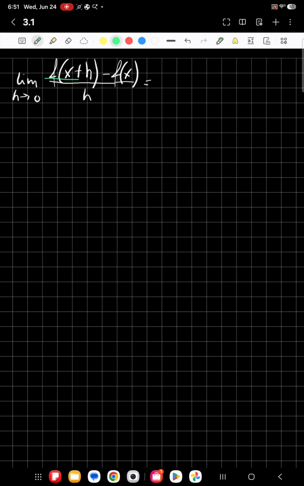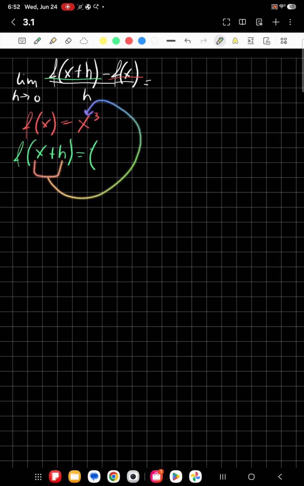Okay, so our function is, let me write that, those two separate expressions, right? So this one and this one. Okay, so let's start with that red one. So f of x, that was x cubed, right? We're finding derivative of x cubed. Okay, so now I need to do f of x plus h. So I need to take that x plus h and plug it into my original function, putting it right there.